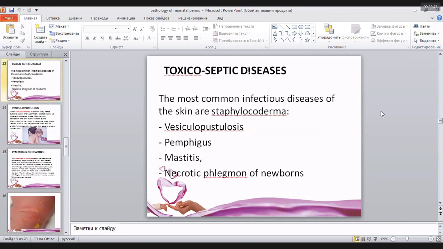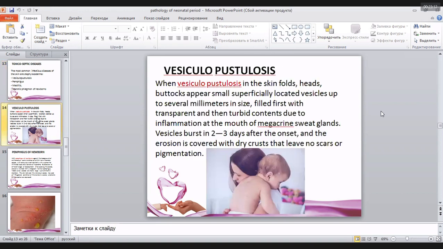Then toxic or septic diseases, guys, in the newborn. The more frequent ones from which newborns suffer are vesicular pustulosis, pemphigus, mastitis, and necrotic phlegmon of the newborn. I will show you this very shortly, because we have such a topic, the diseases of the newborn. I remind you, maybe when you study child diseases, you have this topic.